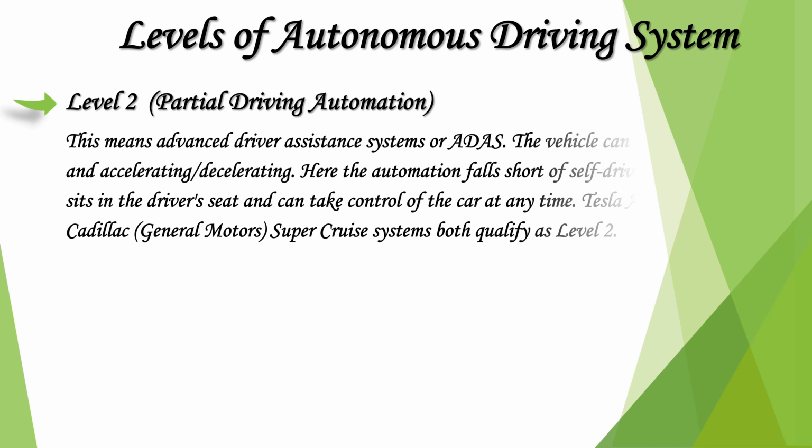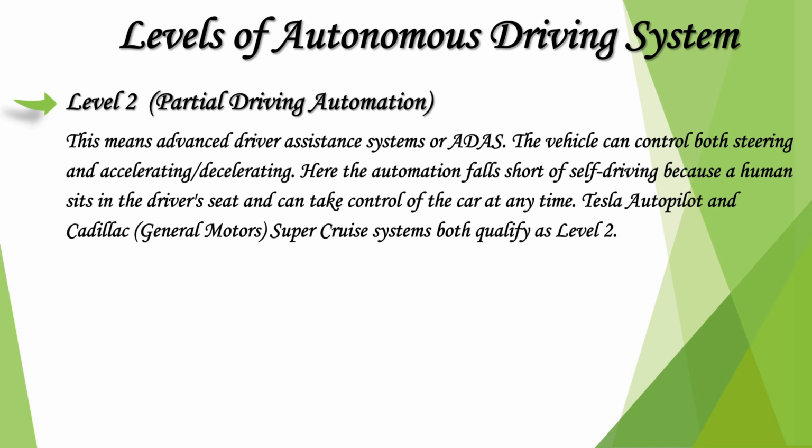Level 2 is partial driving automation. This means advanced driver assistance systems, or ADAS. The vehicle can control both steering and accelerating, decelerating. Here the automation falls short of self-driving because a human sits in the driver's seat and can take control of the car at any time. Tesla Autopilot and Cadillac Super Cruise systems both qualify as Level 2.